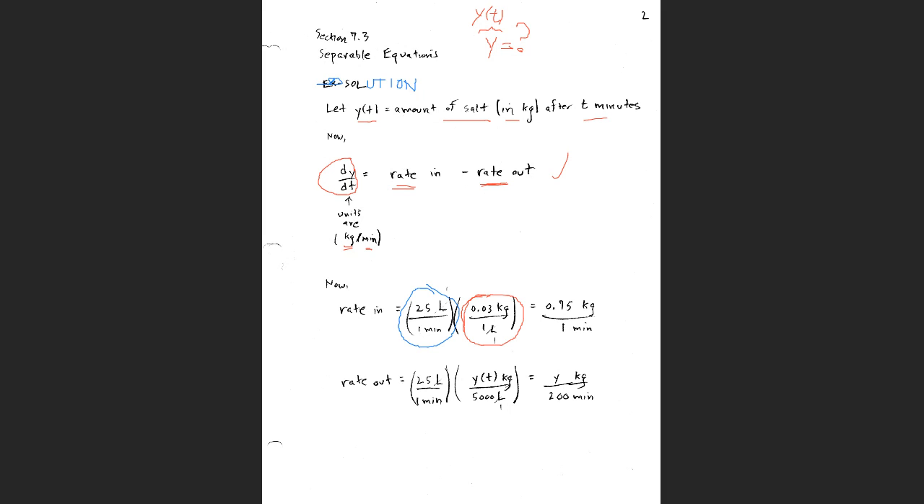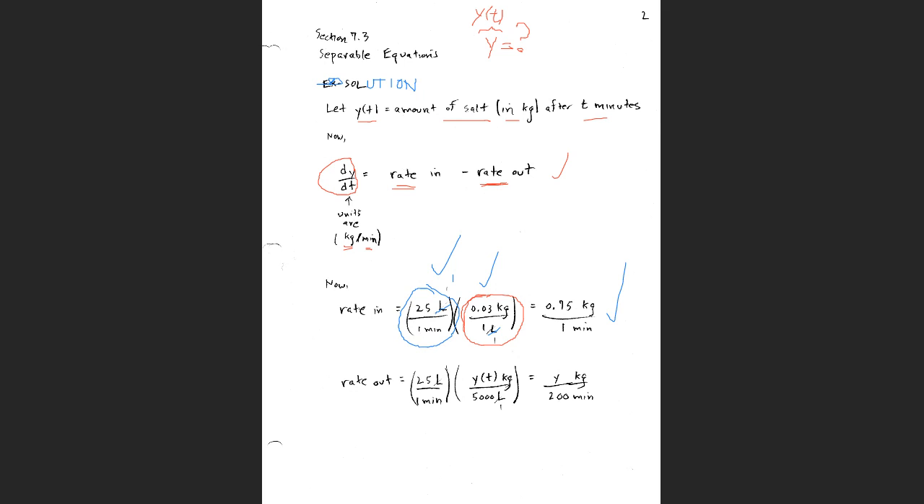So if we take the concentration of the brine and multiply it by the rate that it's coming in, the liters simplify out, and we find that the rate of flow of salt coming into the tank is 0.75 kilograms per 1 minute.